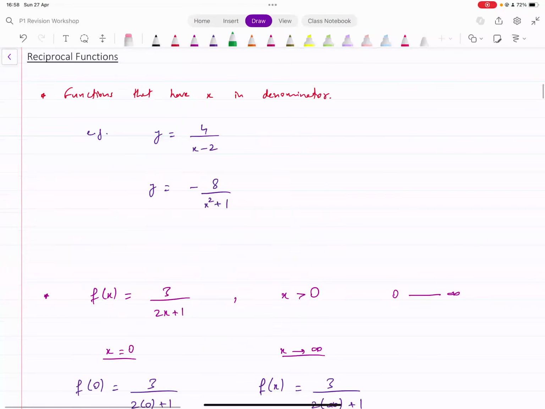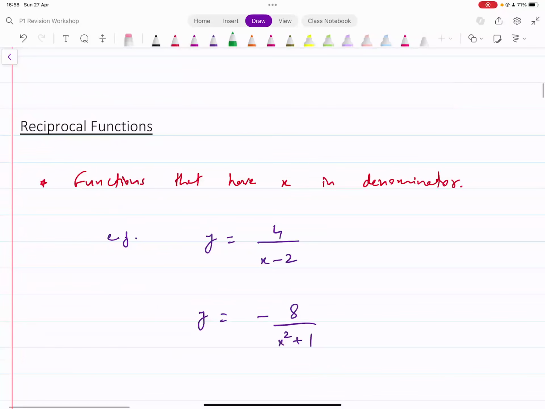Now, the next type of function is when you have reciprocal functions. They're a bit confusing sometimes. These are functions when x is in the denominator. So there's any x in the denominator. This type of function is called a reciprocal function. For example, you could have something like this: 4 over x minus 2 minus 8 over x squared plus 1. We call these reciprocal functions because we've got x in the denominator in these functions.